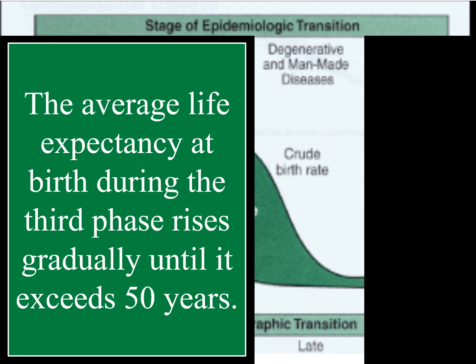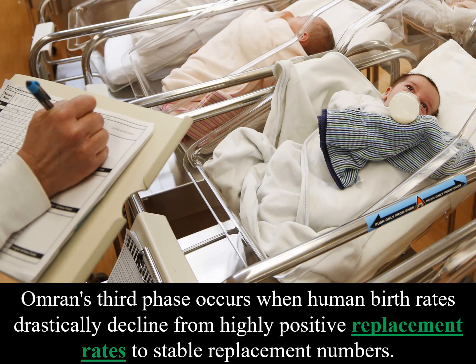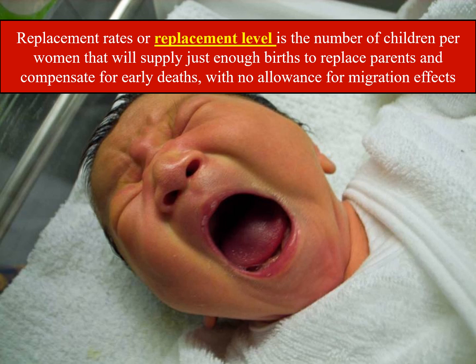The average life expectancy at birth during the third phase rises gradually until it exceeds 50 years. Omran's third phase occurs when human birth rates drastically decline from higher positive replacement rates to stable replacement numbers. Replacement rate, or replacement level, is the number of children per woman that will supply just enough births to replace parents and compensate for early deaths, with no allowance for migration effects. And that perfect number in terms of TFR is 2.1. Now, obviously, nobody can have 0.1 of a child. What that means is we need most women to have 2 children and some women to have more than 2 children.